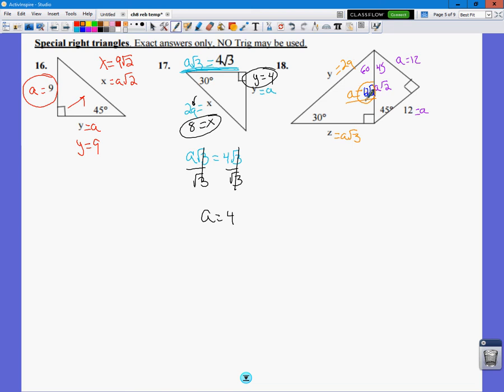Since I know what A is equal to, I can replace it. Z is equal to 12 square roots of 2 times the square root of 3. I simply multiply my two square roots together, giving me 12 square roots of 6. That's Z. If I replace it here, y was equal to 2 times A, so y is equal to 2 times 12 square roots of 2, and 2 times 12 is 24 square roots of 2.